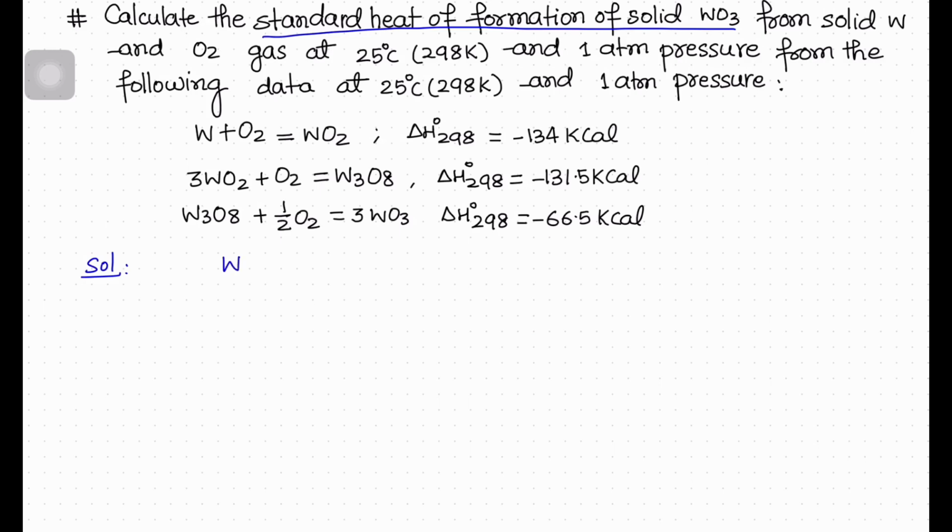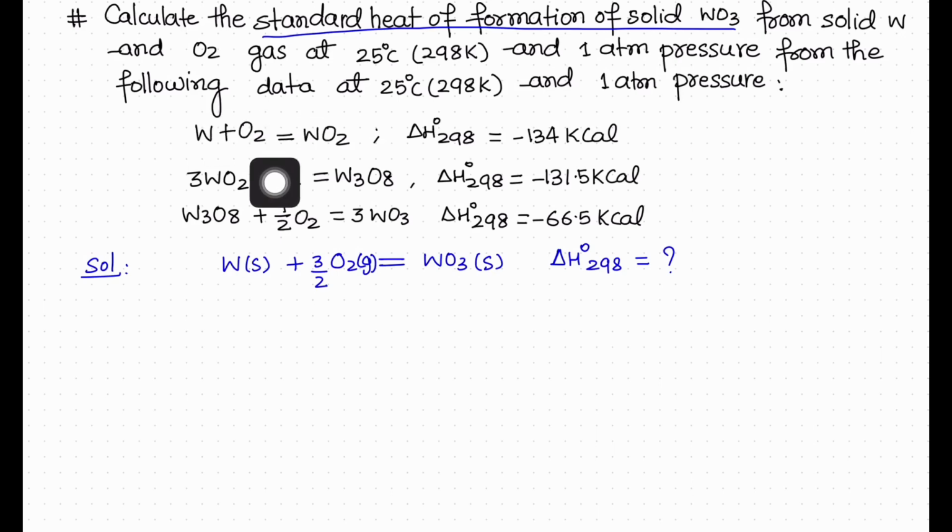That will be tungsten solid plus oxygen gas forming WO3, solid. And if we want to balance, then this will be 3/2 O2. This is the required reaction we have, and we have to calculate the delta H naught of that at 298 Kelvin. We are given these three reactions. Suppose this is the 1, this is the 2, and this is the 3.